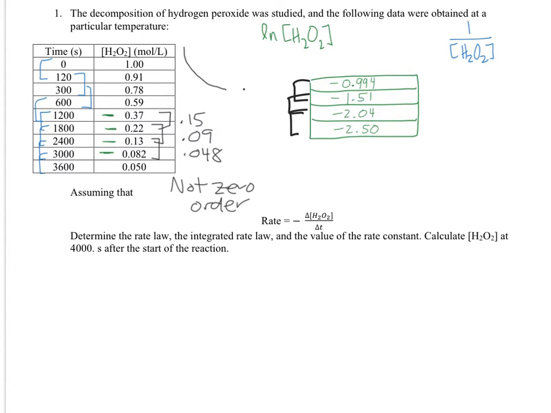We have 0.516, 0.53, and 0.46. In fact, if these were just rounded a little bit differently, you would see that there's 0.5 for each part. However, just to be thorough, I want to also check the 1 over the concentration data to make sure that that is not going to be a second order equation.